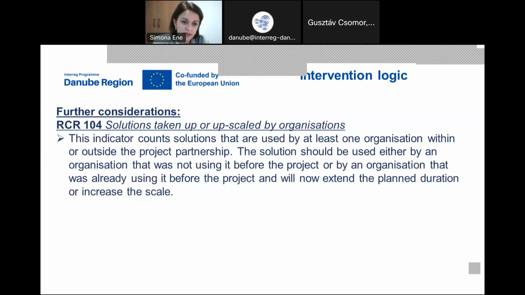For the solution taken up or upscaled by organizations, this indicator counts solutions that are used by at least one organization within or outside the partnership, as I said before. The solution should be used either by an organization that was not using it before the project, or by an organization that was already using it before the project and will now extend the plan duration or increase the scale.